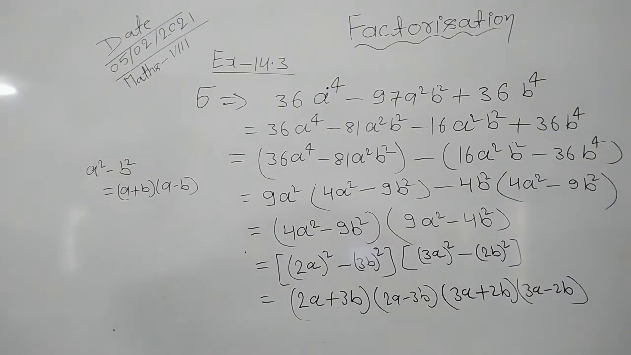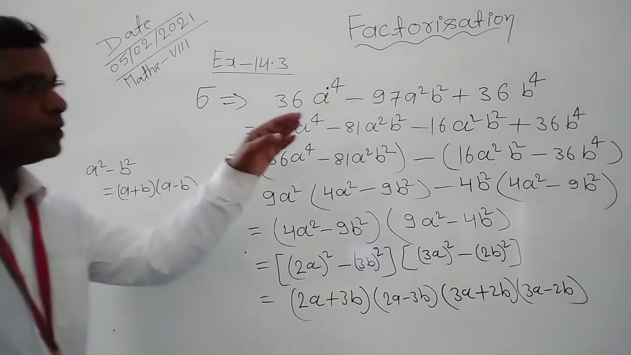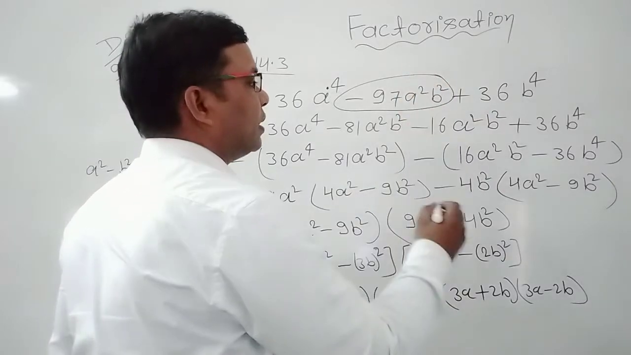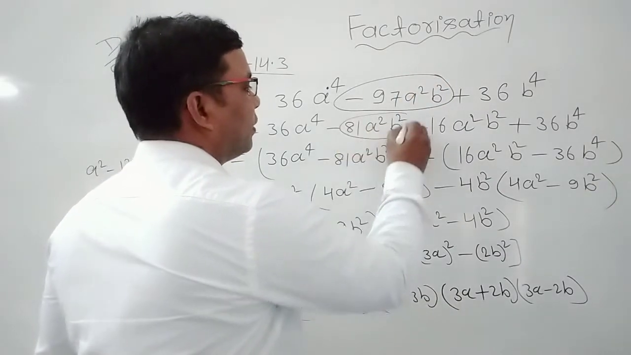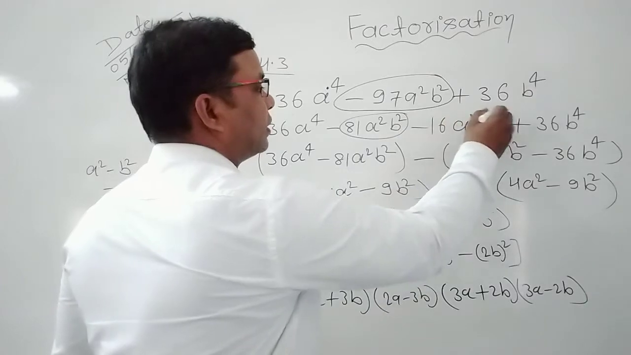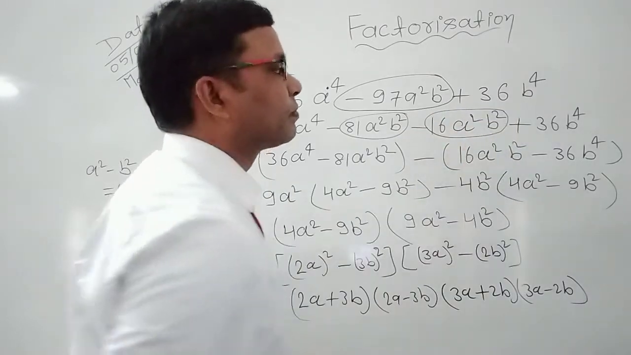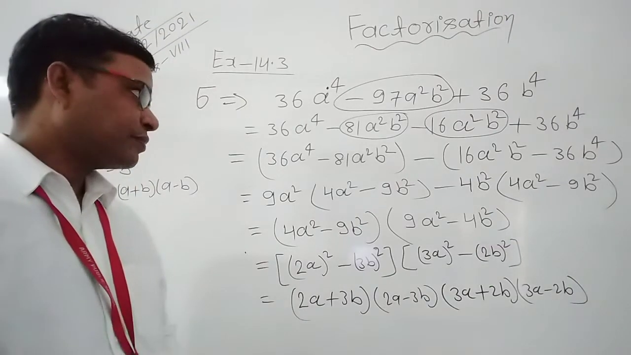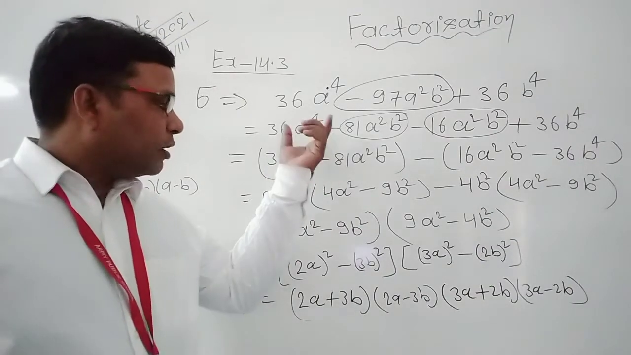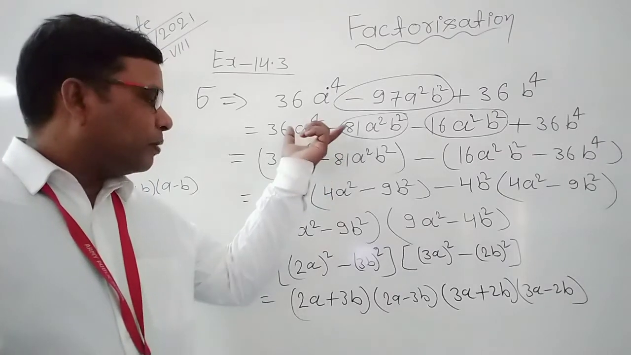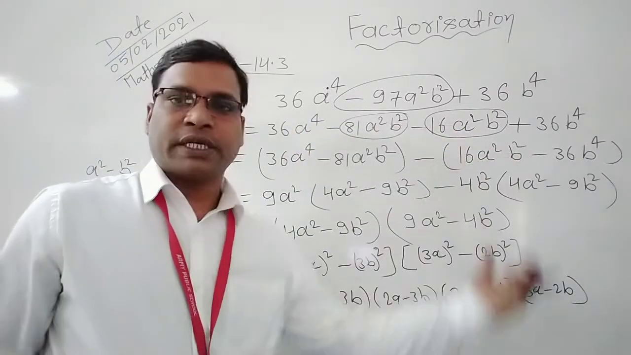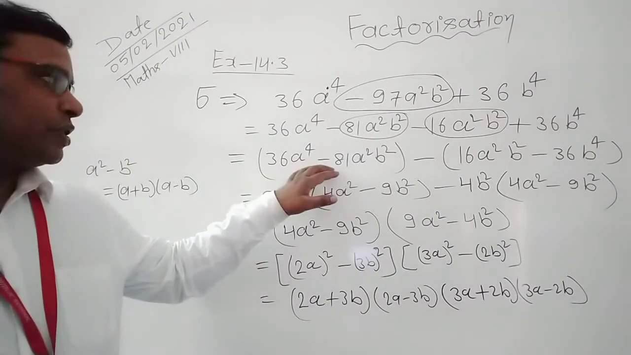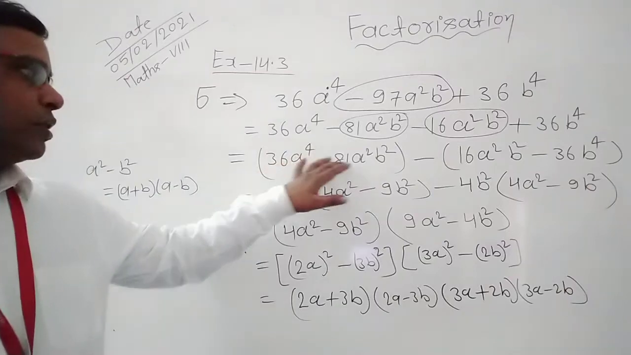So what do we do here? For this, we break the middle term into two parts, like this: 81a square b square and 16a square b square. This is clear. After this, we make groups. First two terms, first group; last two terms, second group.